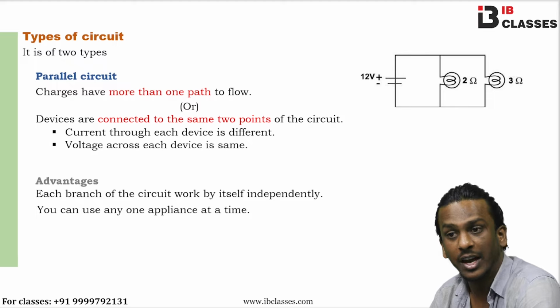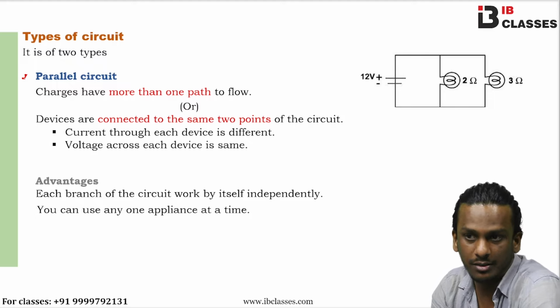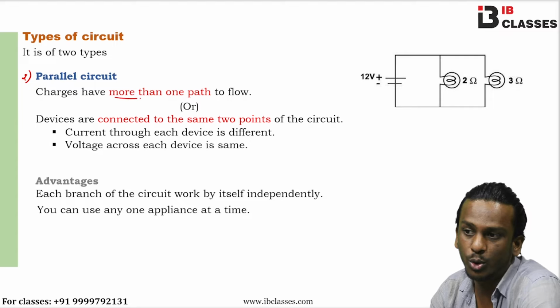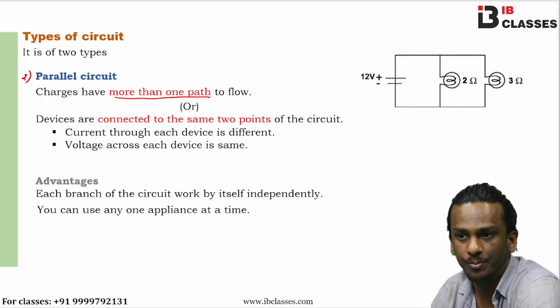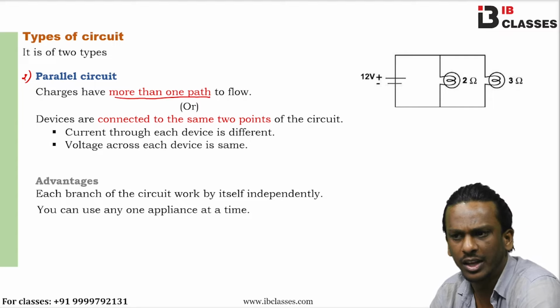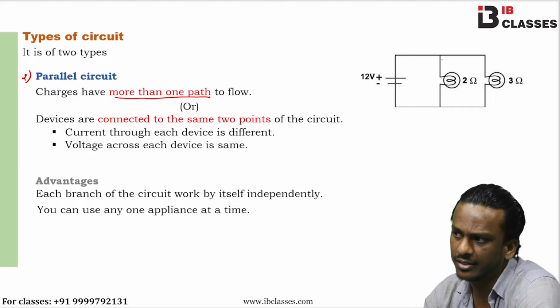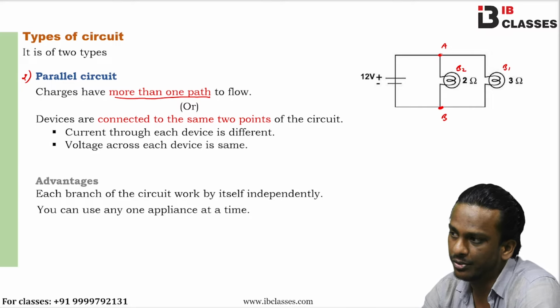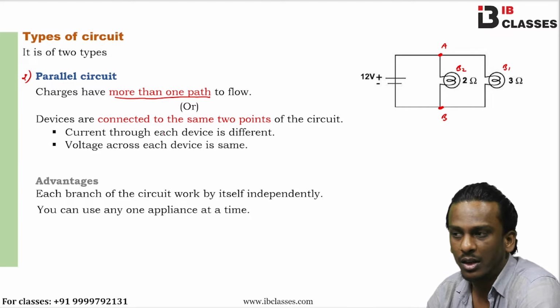And now another type of circuit is the parallel circuit. In a parallel circuit, the charges have more than one path to flow, or you can also say all of the devices in the parallel circuit are connected between the two ends. This one is your end A and this one is your end B. You can see in the diagram your bulbs B1 and B2 are connected from the same end.